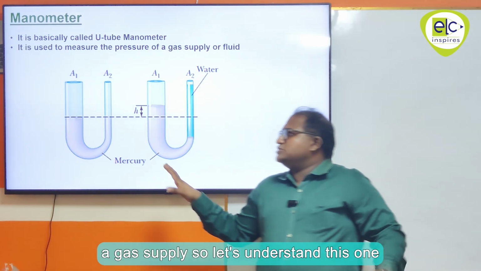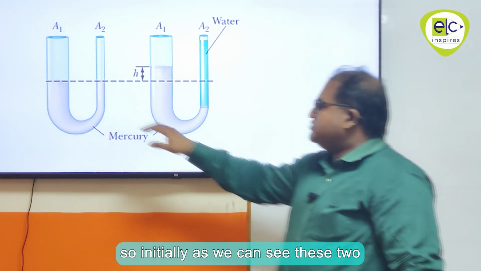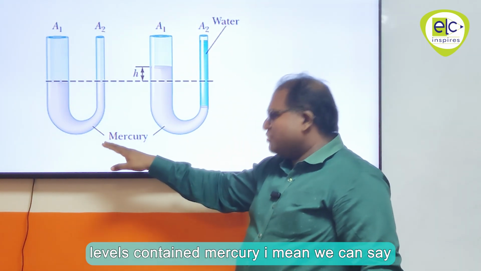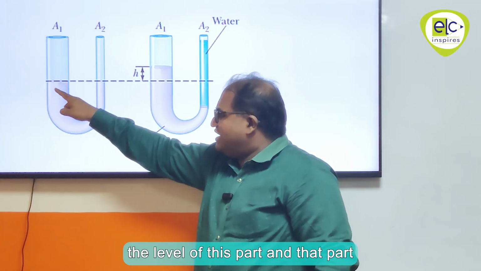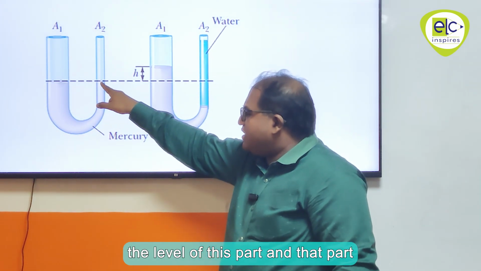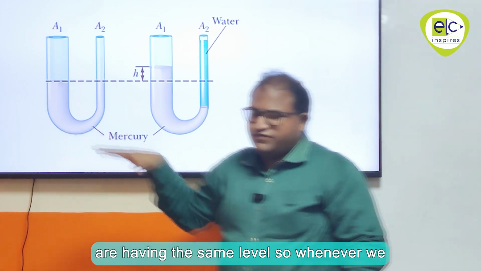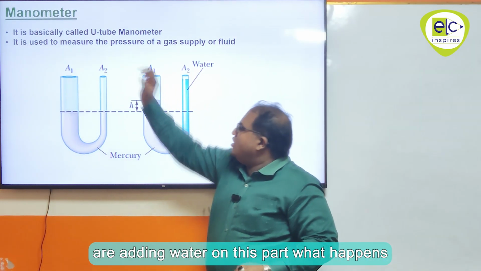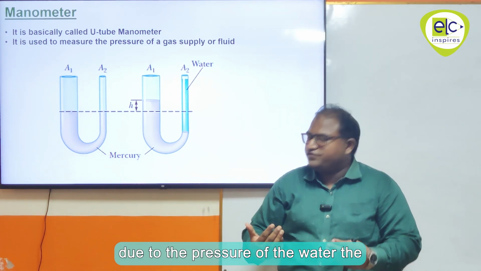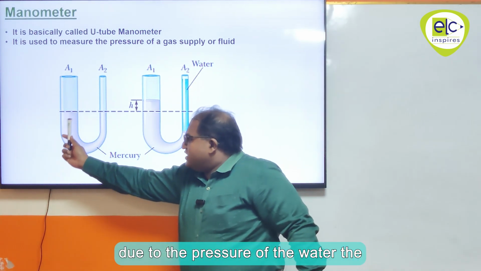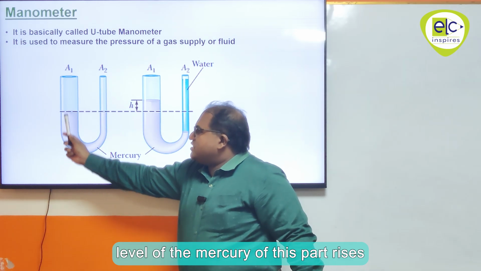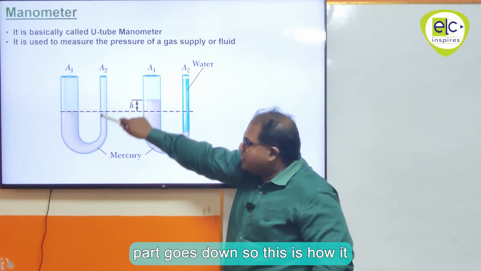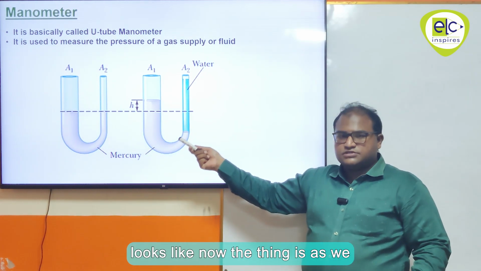So let's understand this one. Initially, as we can see, these two levels contained mercury. I mean, we can say the mercury level of this part and that part are at the same level. So whenever we are adding water on this part, what happens? Due to the pressure of the water, the level of the mercury of this part rises up, and the level of mercury on this part goes down. So this is how it looks.